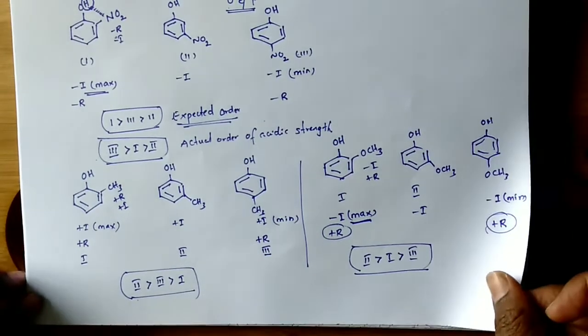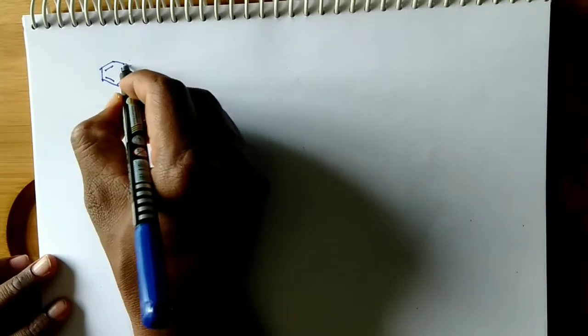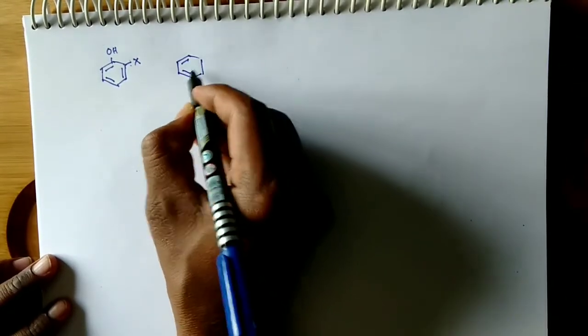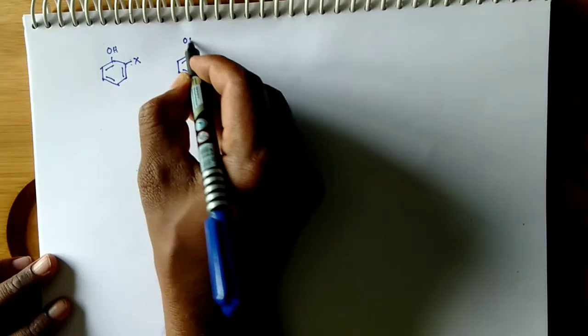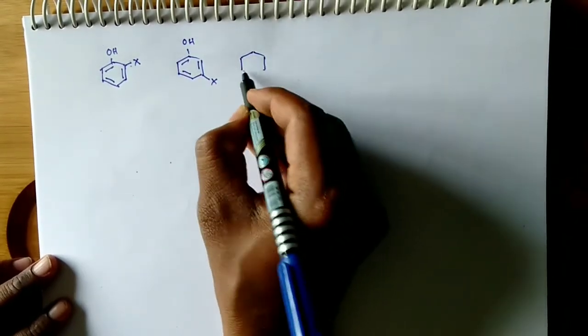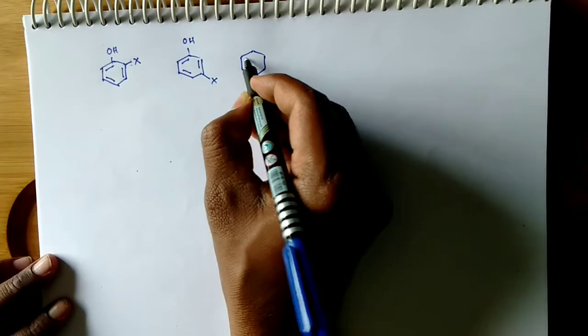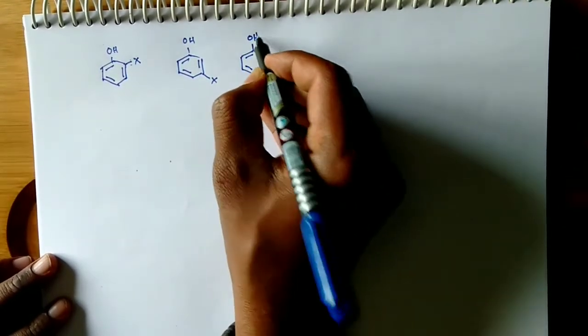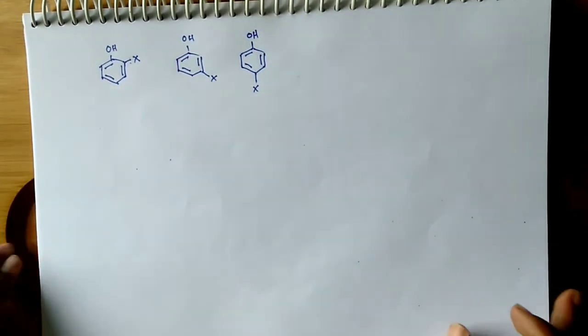Okay, if a halogen group is present except fluorine, halogen group present on the phenol, how does the acidic strength vary? Let us see. Halogen, any halogen except fluorine. So I am taking the halogen at an ortho position, halogen at a meta position, halogen at a para position. Okay, so this halogen is anything except fluorine. If fluorine is present, how the acidic strength varies, I'll show you.